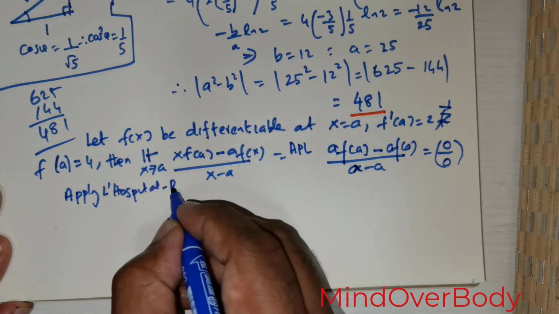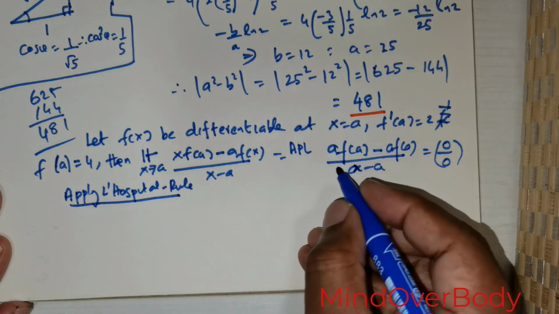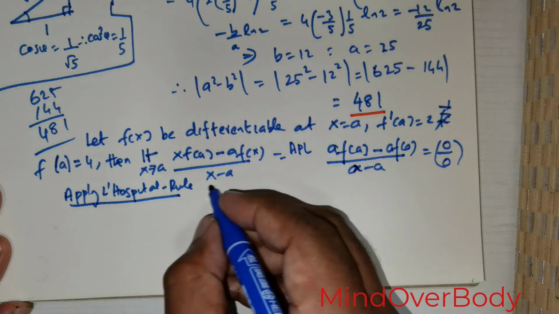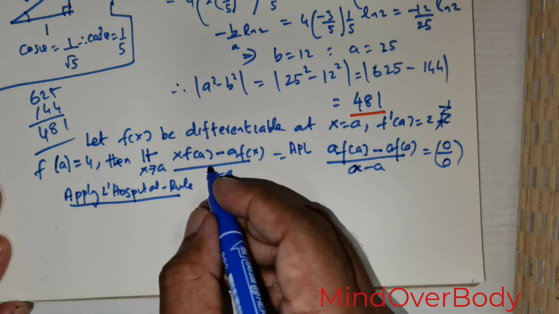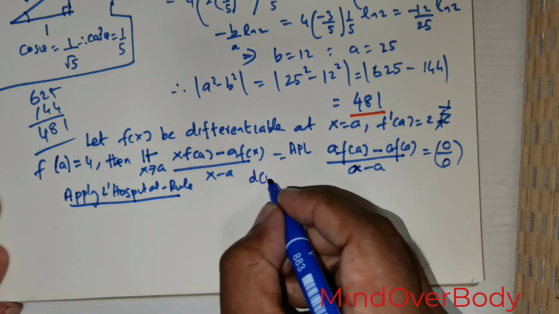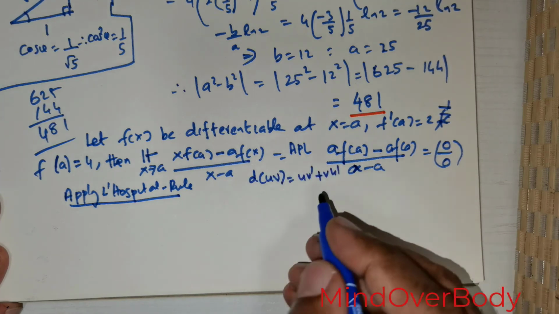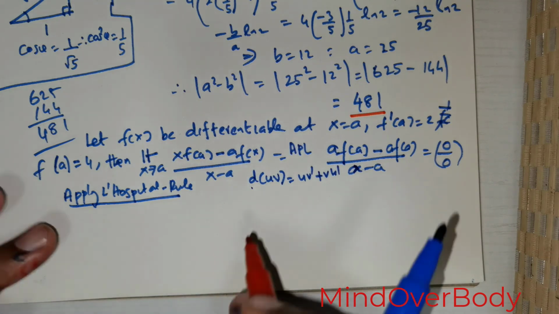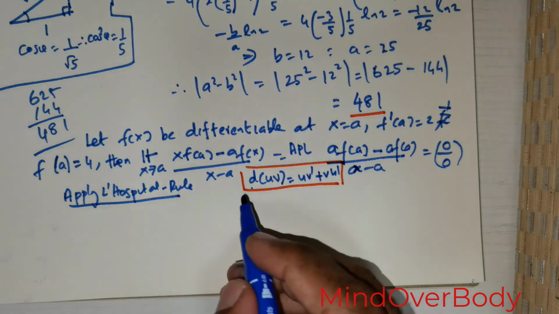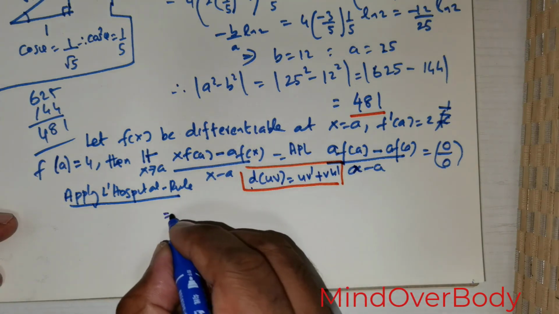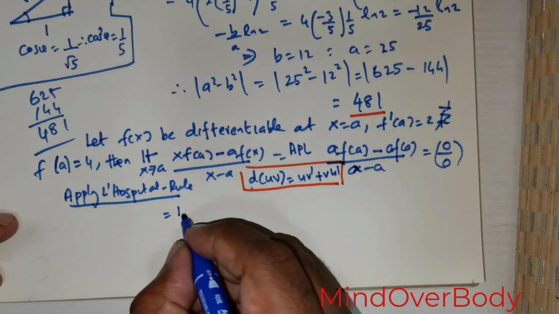Applying the L'Hopital rule. So what is the L'Hopital rule? It's differentiating the numerator, dividing it by the differentiation of the denominator. So if I were to differentiate this, u into v, let me write that formula. Differentiation of u into v will give me u times v dash plus v times u dash. This is actually the formula which we have to use, right? But f of a is constant, so that will give me 0, followed by f of a times the differential of x. So it's going to be 1 times f of a.